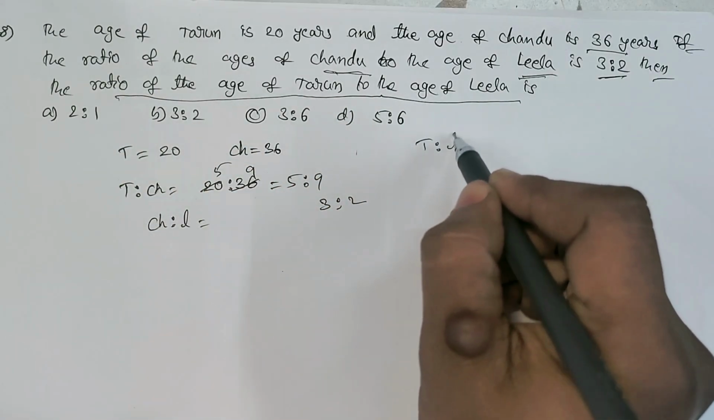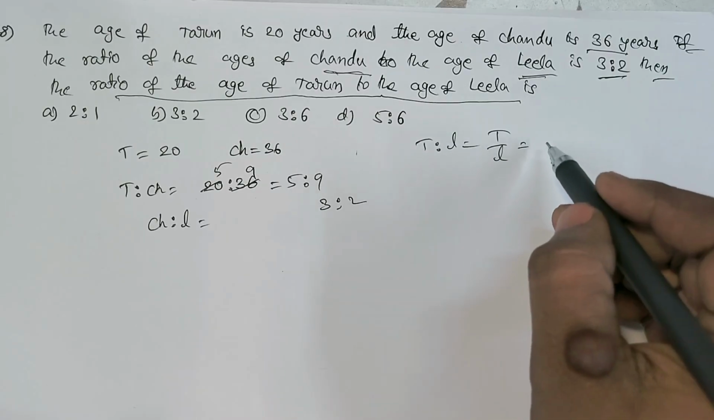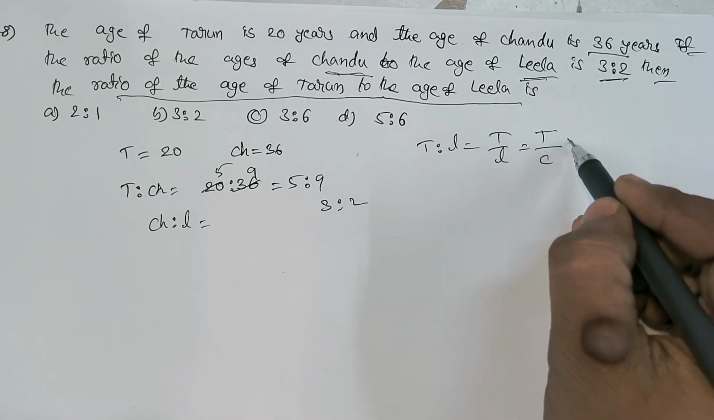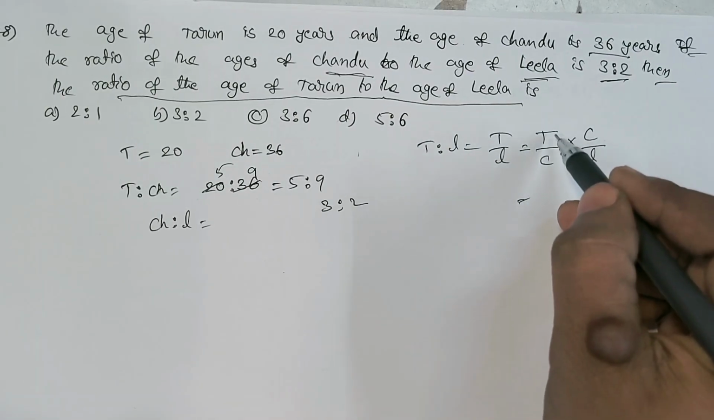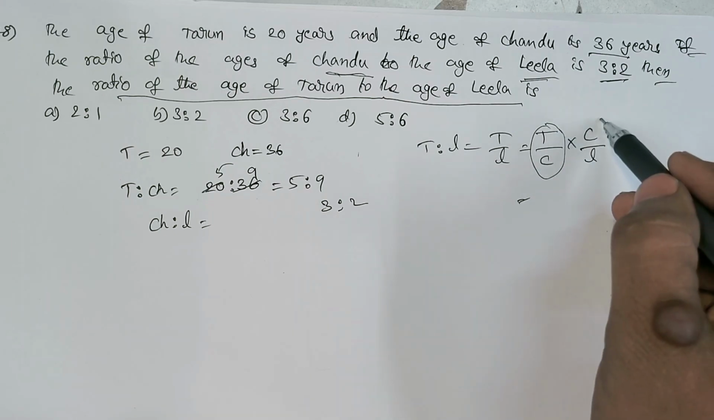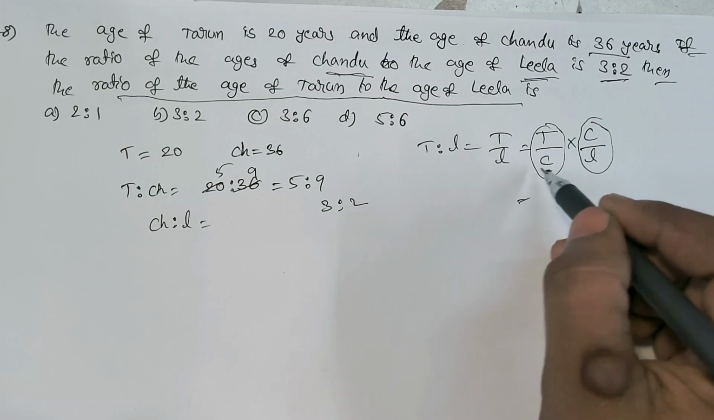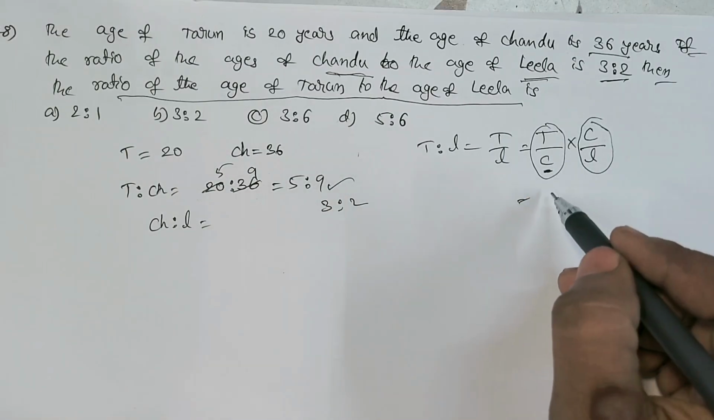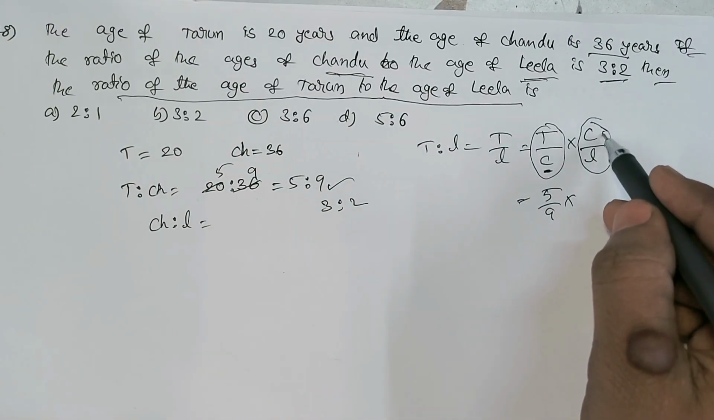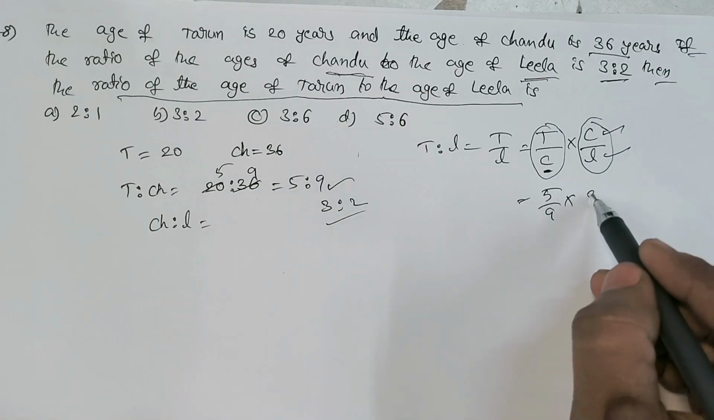So Tarun to the Leela means what? T by L. How will we get T by L from T by C and C by L? That means this is the ratio between Tarun and Chandu, and this is the ratio between Chandu and Leela. So what is the ratio between Tarun and Chandu? That is 5/9 into Chandu to the Leela. Chandu to the Leela is given as 3/2.